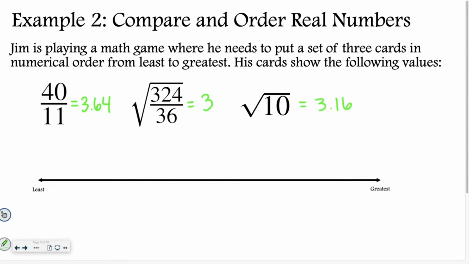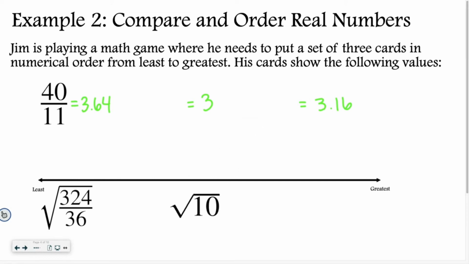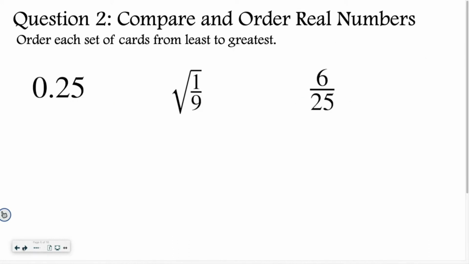So if I want to order these from least to greatest, my smallest number would be the square root of 324 over 36. The next smallest number would be the square root of 10, and the largest number would be 40 over 11. Okay, so when you do this next question on your own, I suggest maybe checking out some decimals. Good luck.